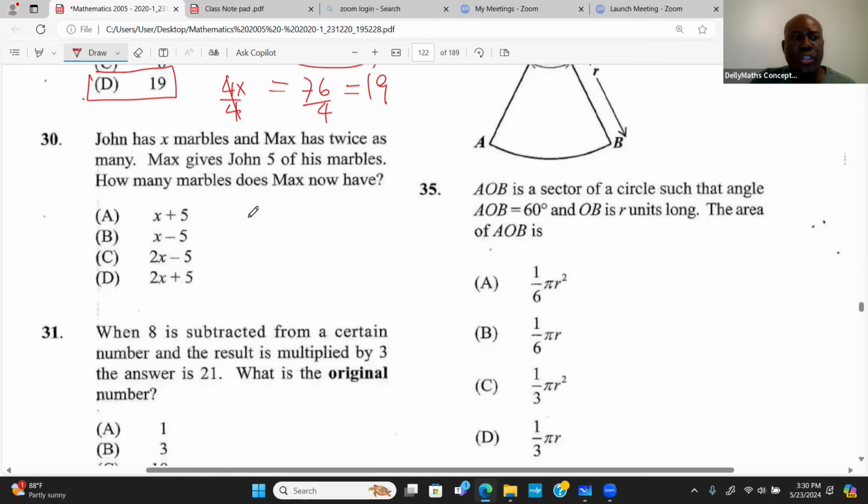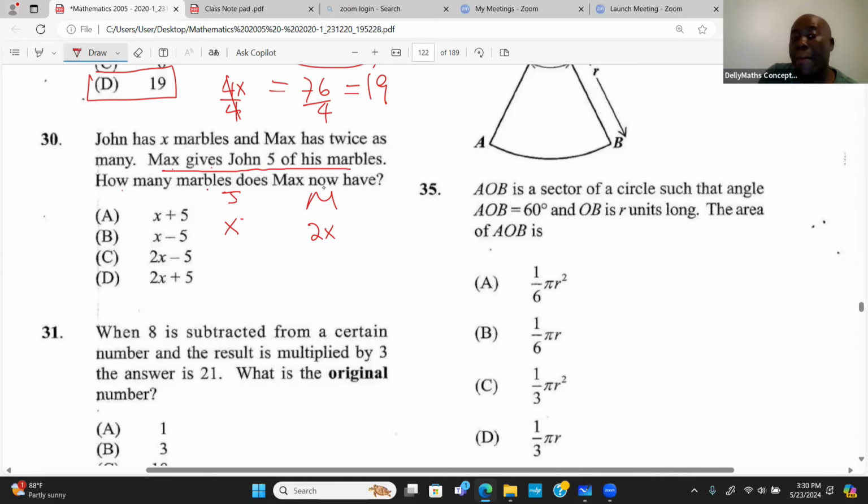Number 30. John has x marbles and Max has twice as many. So this is John and this is Max. So let us start off by just representing the idea right away. It says John has X marbles and Max has twice as many. So it's going to be 2 times X. Max gave John, watch this, Max gave John 5 of his. Okay. So Max gave John 5 of his.